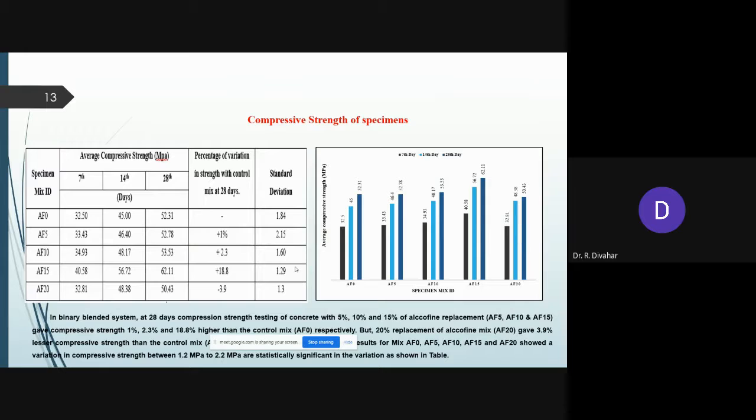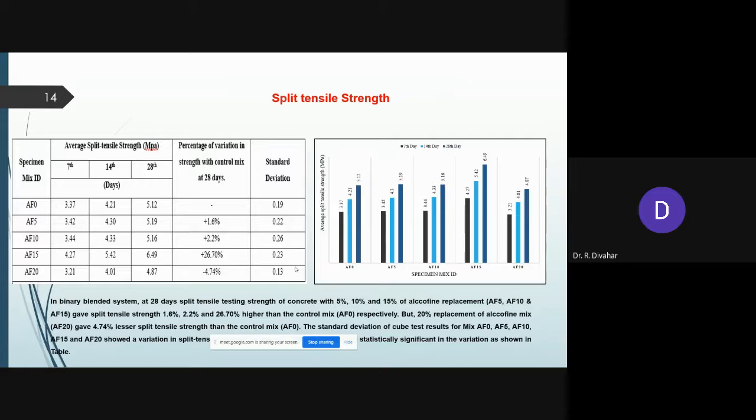This is the value of standard deviation. The 20% replacement of alkafine gave lesser compressive strength, a decrease of 2.2 megapascal. Similarly, in the variation for split tensile strength, it is increasing up to 15%. The replacement of 5% increased it by 1.6%, 10% increased it by 2.2%, and 15% increased it by 26.7%. After 20%, it started decreasing due to the fine particles available there.